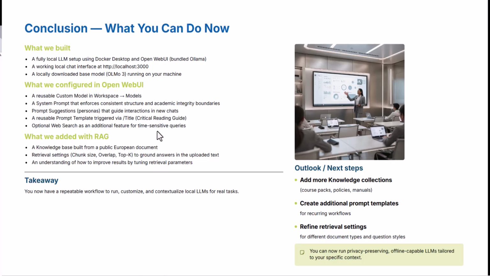Third, the setup was extended with retrieval augmented generation using knowledge. A public European document was added to a knowledge base, and retrieval settings such as chunk size, overlap, and top K were introduced to show how answers can be grounded in specific source material. This demonstrated how RAG reduces hallucinations and improves relevance, while also showing that tuning retrieval settings can further improve accuracy when key details are, for example, missing.